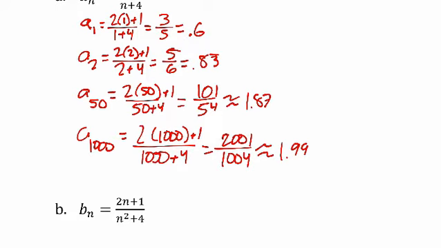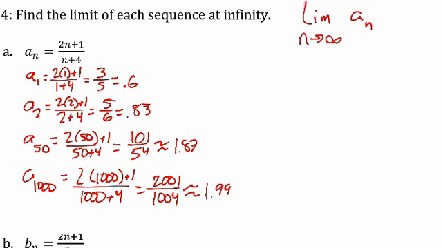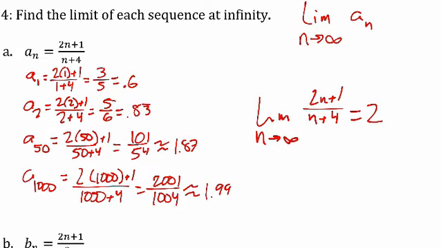As we go further and further and further, it's going to get closer and closer and closer to 2. It's never going to be quite exact. If you plug in 1,000,000, your calculator might say it's equal to 2, but that's just because it's rounding weird. So we're going to say the limit as n approaches infinity of 2n plus 1 over n plus 4 is equal to 2. It's going to approach 2.